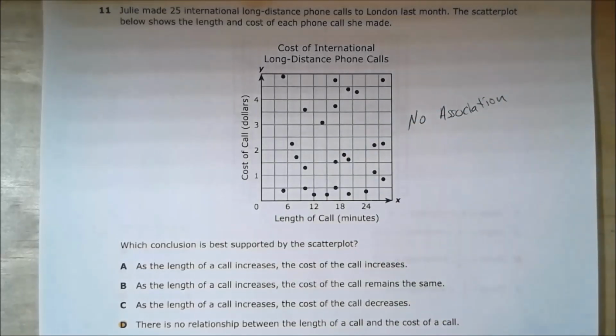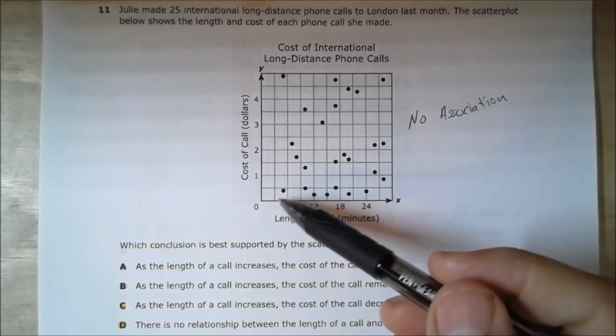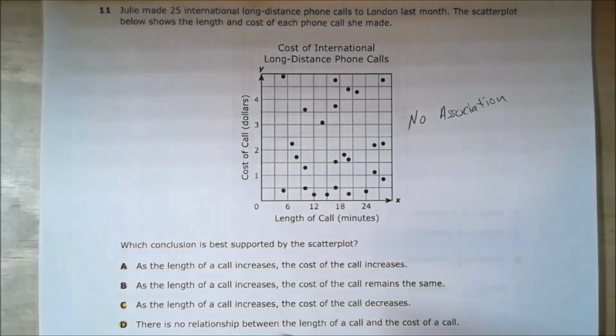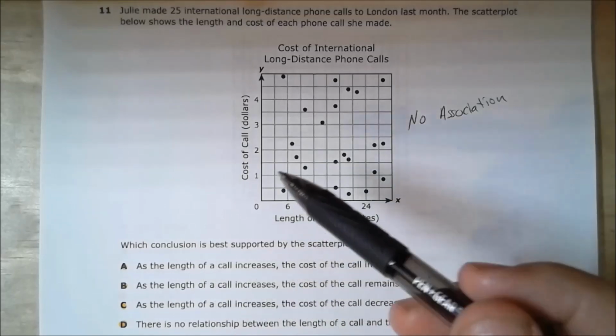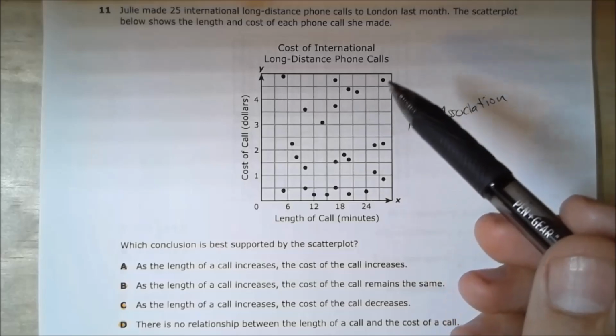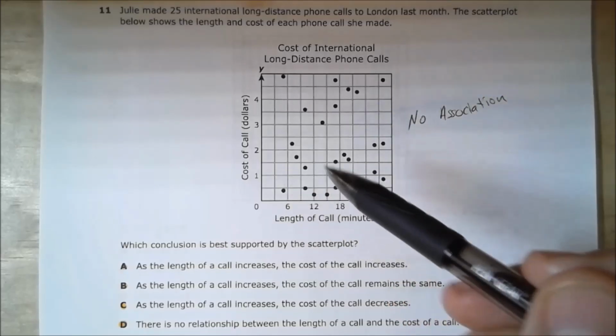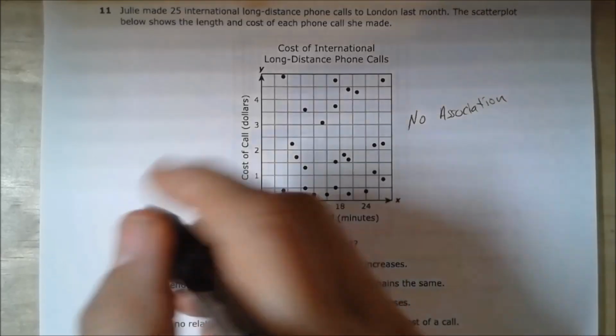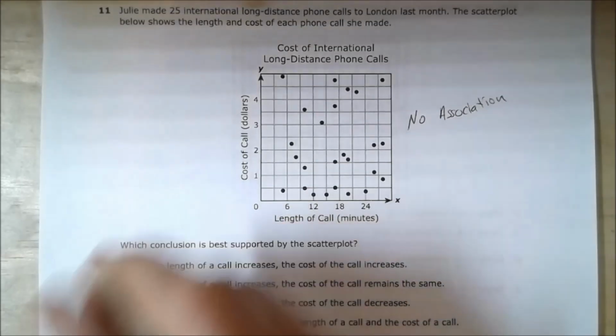So with that being said, and that on our mind, let's look at which statement makes the most sense. As the length of the call increases, the cost of the call increases. Well, that's not true, because on this it doesn't follow a line. So if as the length of the call increased, the cost of the call would increase, would mean that this line that we're going up, as we go up right here in more minutes, we should have dots that kind of follow along. So A is not a good answer choice.